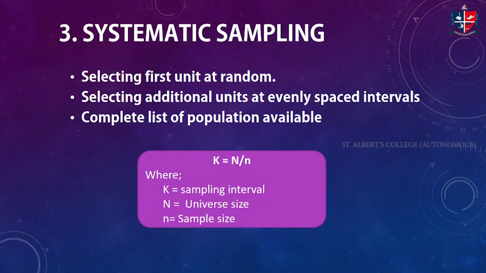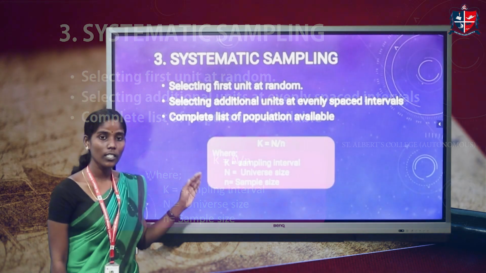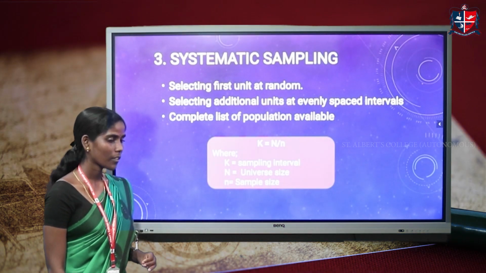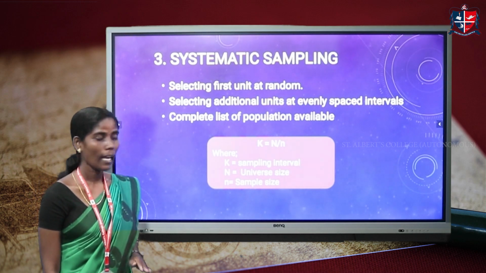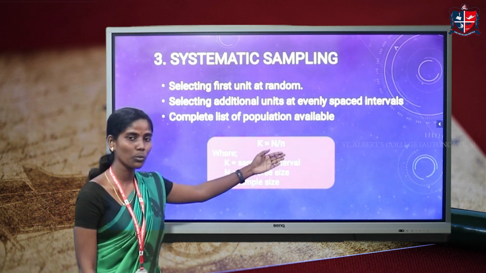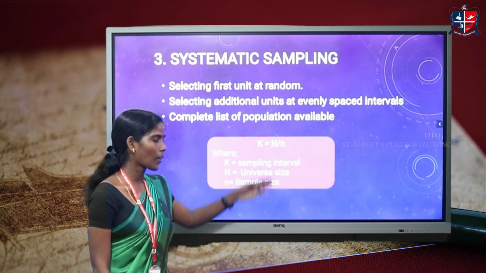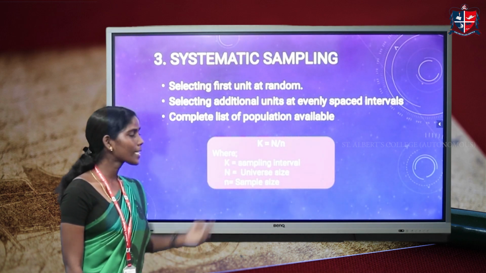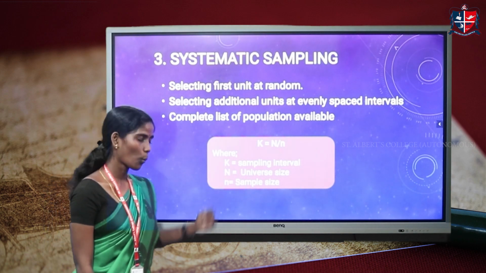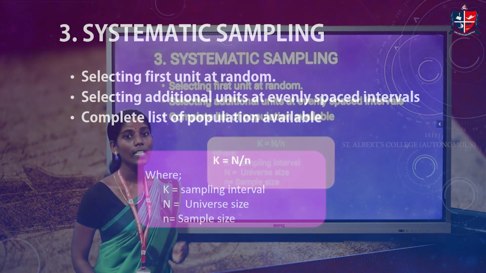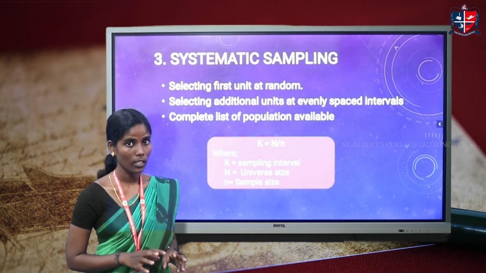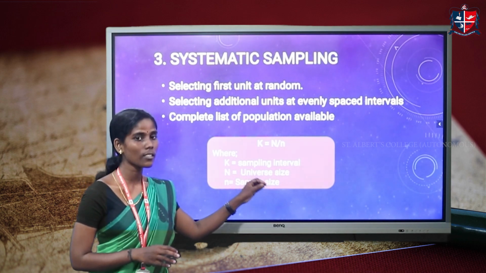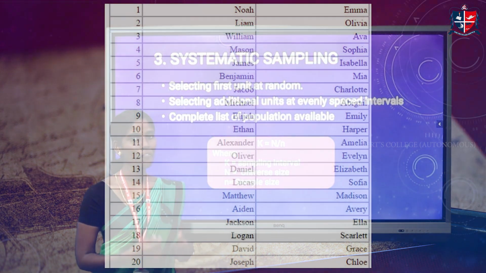Next method is systematic sampling. Here, the researcher will select the first unit at random and the next samples will be selected at an interval. The interval will be calculated by using the formula capital N divided by small n. Capital N denotes the size of the population and small n denotes the size of the sample. The main feature is that the entire population list is available to the researcher, and by using this interval, they select the required number of samples.